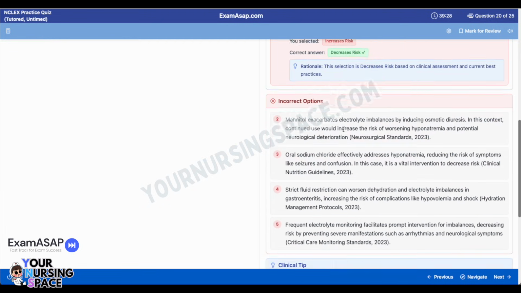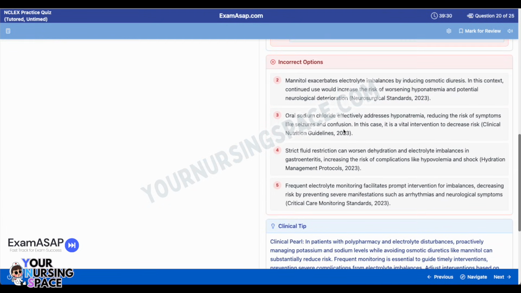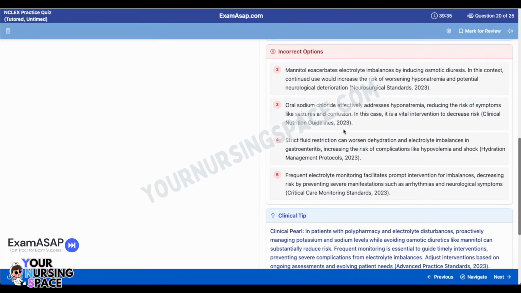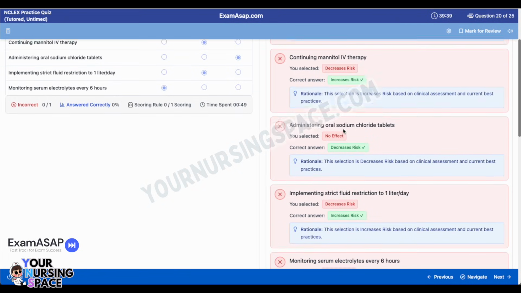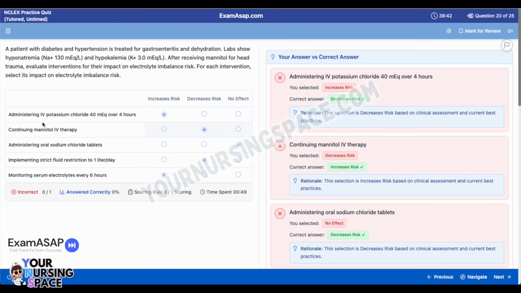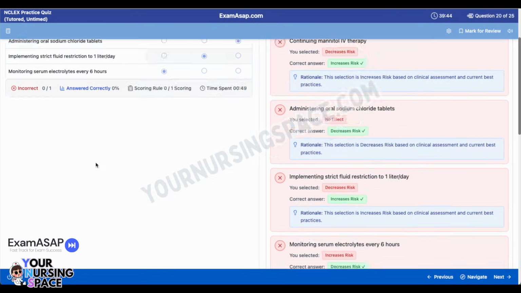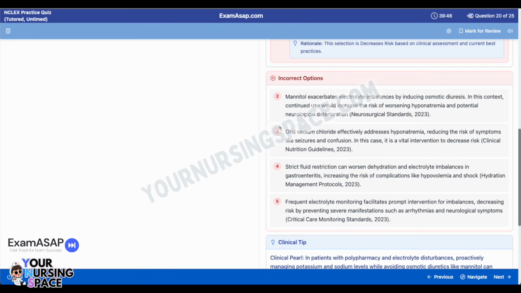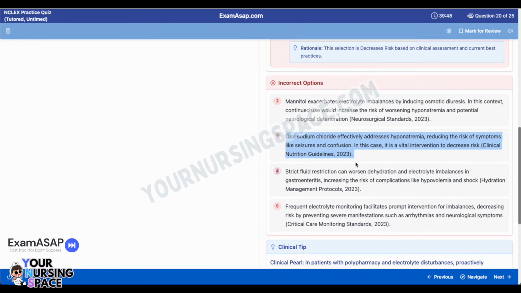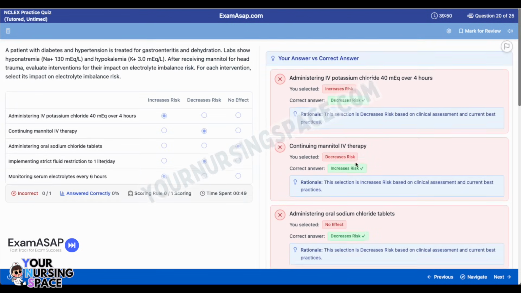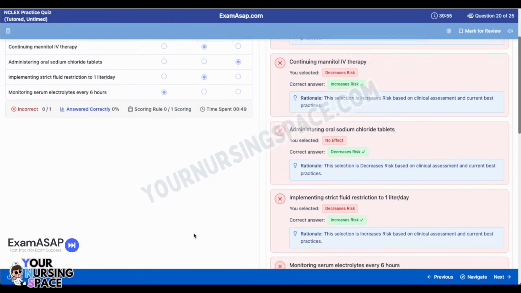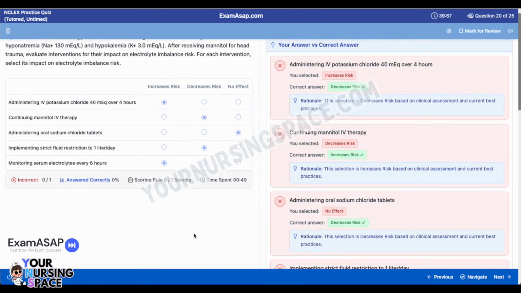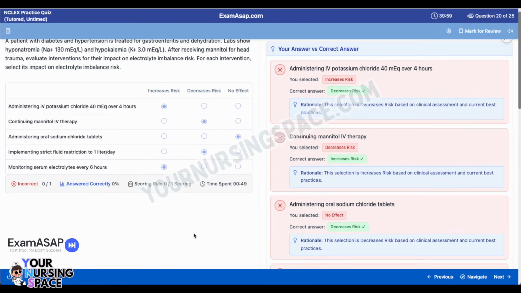2. Continuing mannitol IV therapy increases risk. Mannitol can exacerbate electrolyte imbalances, particularly hyponatremia, due to osmotic diuresis, increasing neurological risk. Neurosurgical Standards 2023. 3. Administering oral sodium chloride tablets decreases risk, addresses hyponatremia, improving osmotic stability and preventing neurological complications such as seizures. Clinical Nutrition Guidelines 2023. 4.